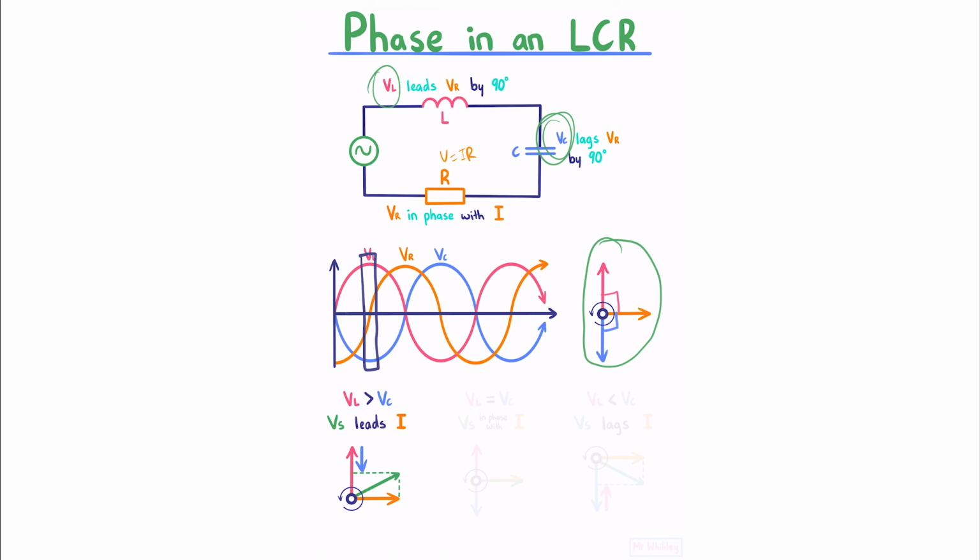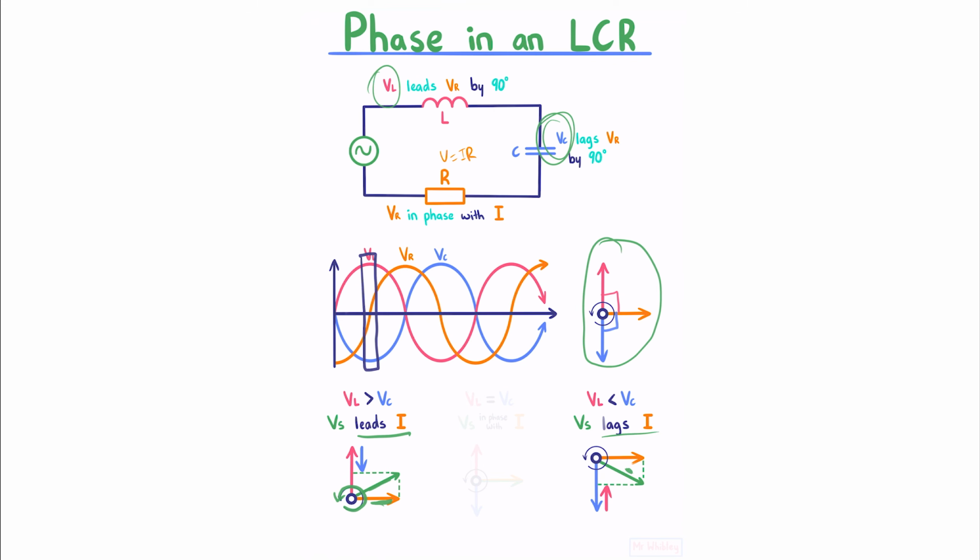And if our VL is bigger than VC, that sum ends up positive, and our Vs leads our current. Whereas if our inductor voltage is smaller than our capacitor voltage, as we see here, our source voltage instead points downwards, and in this case our source voltage lags the current. And once again, what I mean by leading and lagging is that because this phasor diagram is rotating counterclockwise, in this case here, our Vs is ahead of our current, and so it leads the current, whereas in this case here, it's behind the current, and so it lags the current.